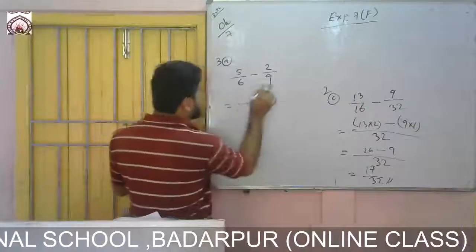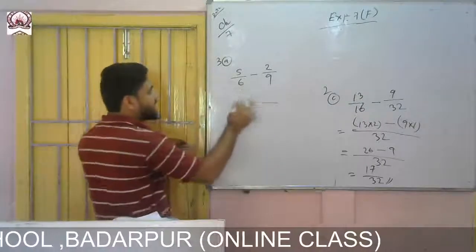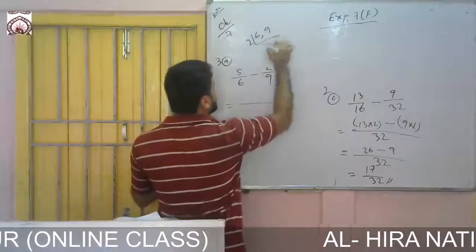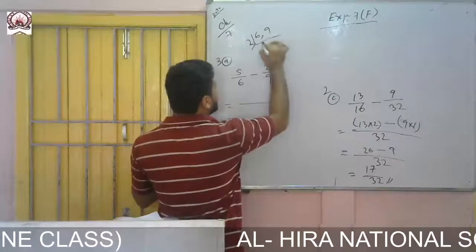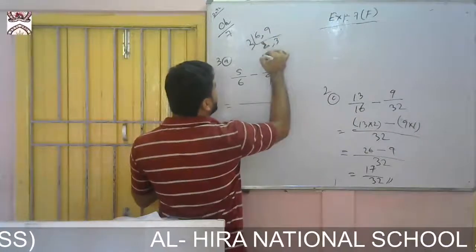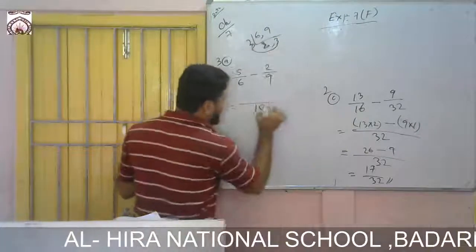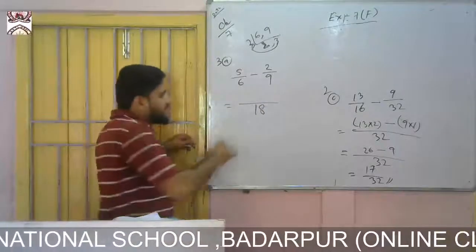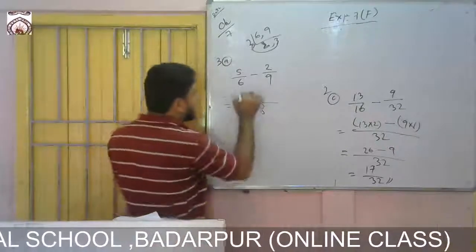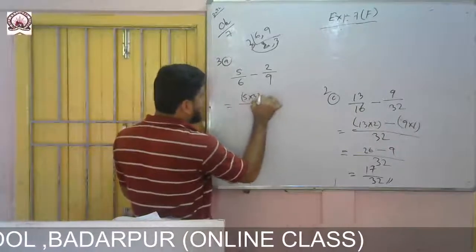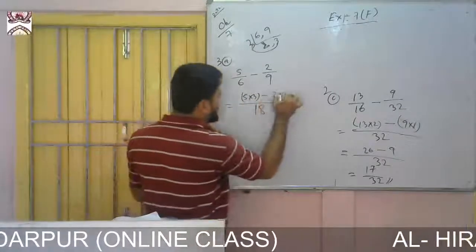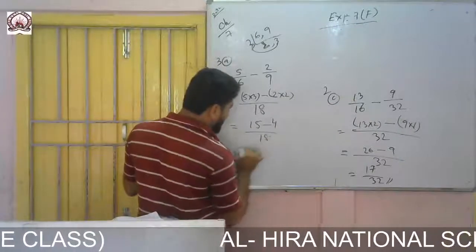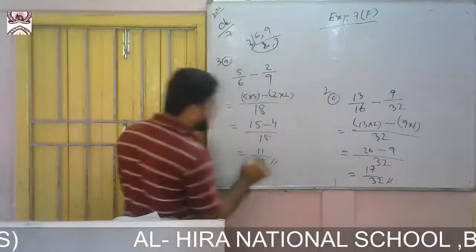So if you take LCM, 6 cannot divide 9, 9 cannot divide 6, so I need to take LCM directly by division. 2 3s are 6 and 3 3s are 9. So 3 3s are 9, 9 2s are 18. So 18 is the LCM. Now 6 3s are 18, so 5 into 3, minus 9 2s are 18, so 2 into 2. 15 minus 4 by 18, it is 11 by 18.